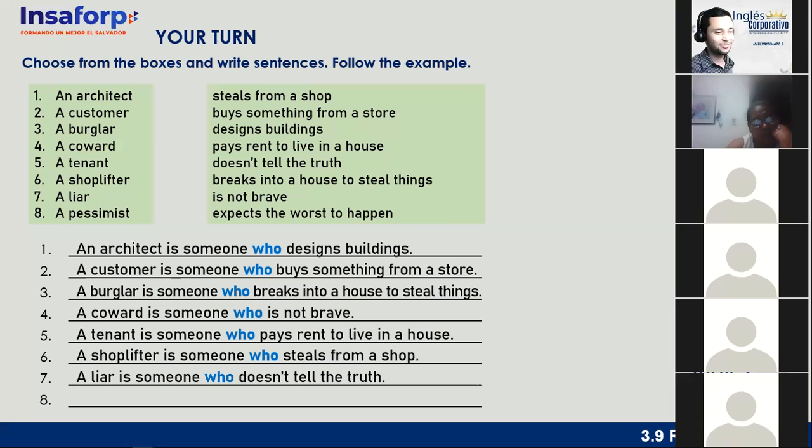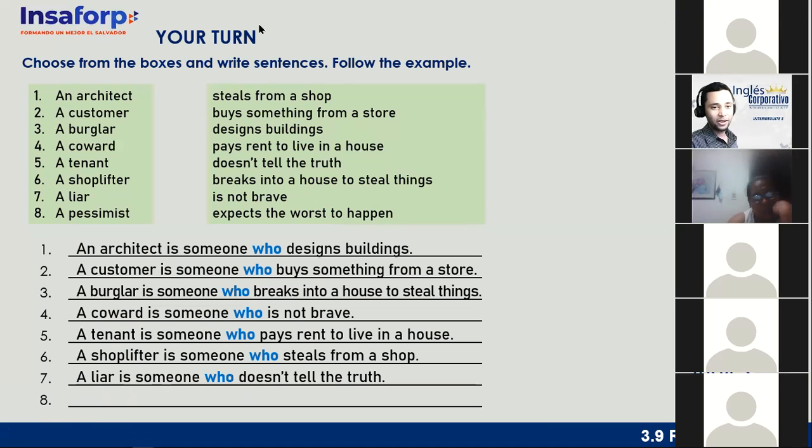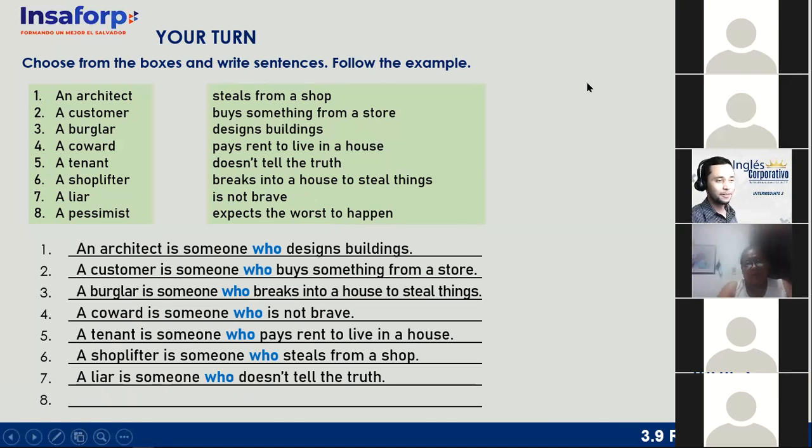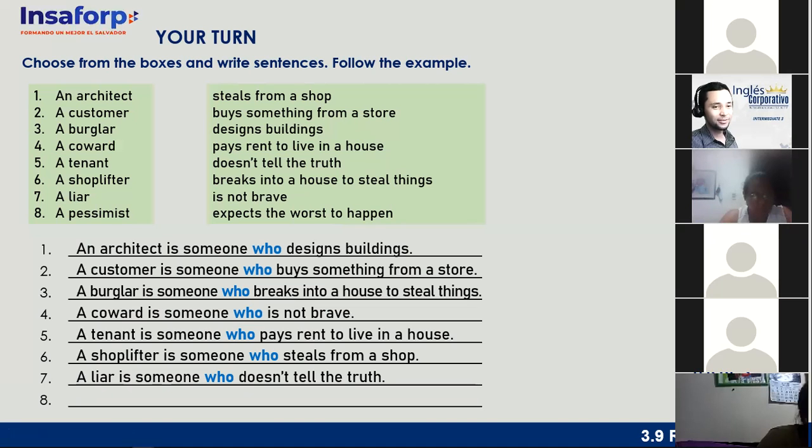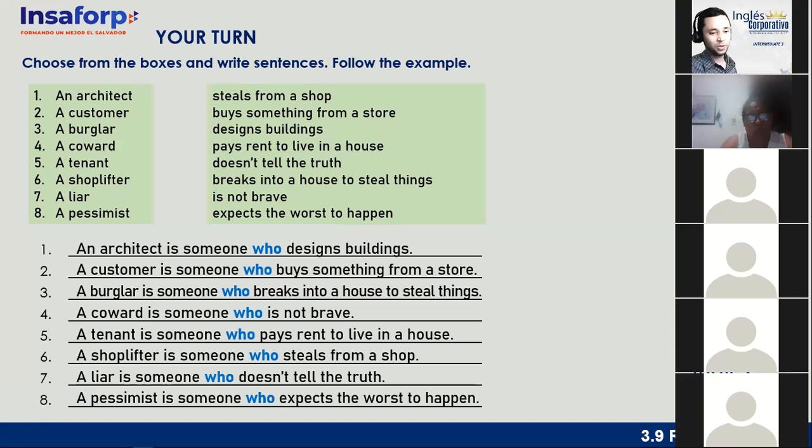Easy. It's the only one left. A pessimist. No volunteers for the last one? Okay, then you have a pessimist. Okay, Rodrigo. A pessimist is someone who expects the worst to happen. Yeah, a pessimist is someone who expects the worst to happen. Un pesimista es quien espera que suceda lo peor, right? That's right. Very good. Okay, let's continue.